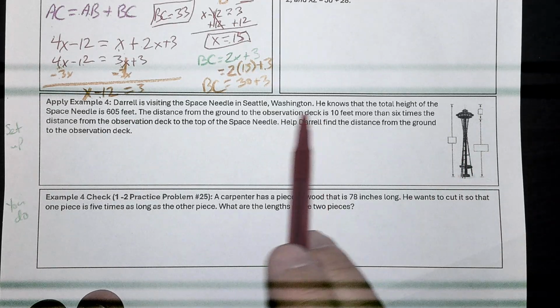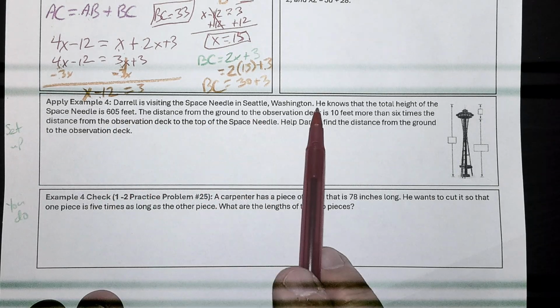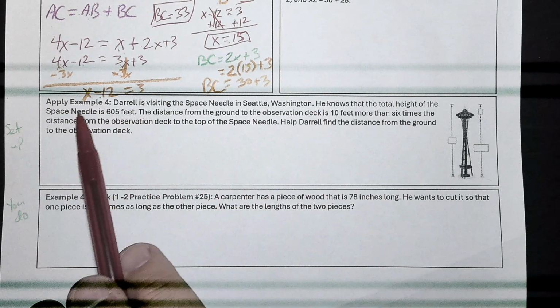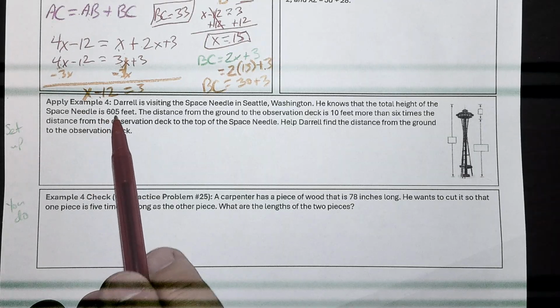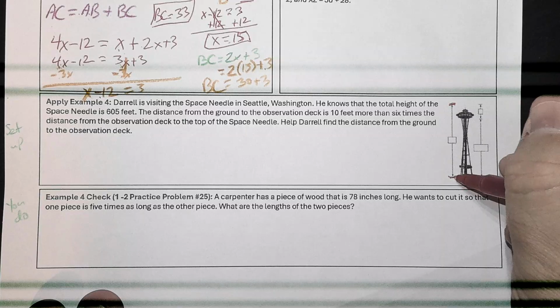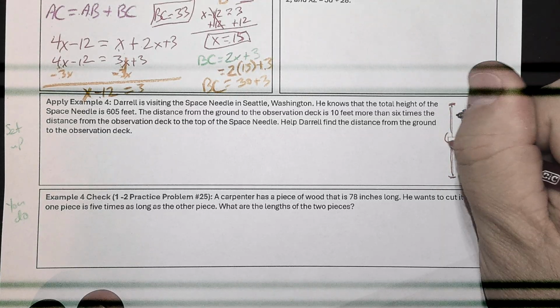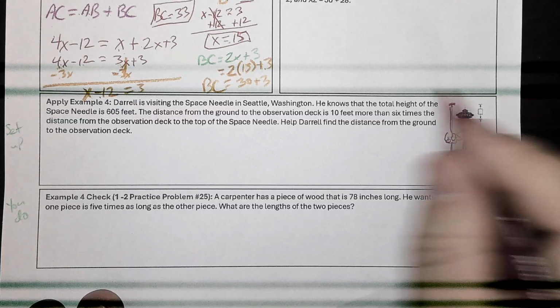So, all right, Daryl's visiting the Space Needle in Seattle, Washington. He knows the total height of the Space Needle is 605 feet. So notice this guy over here goes from the very top to the very bottom. And he told us it was 605.